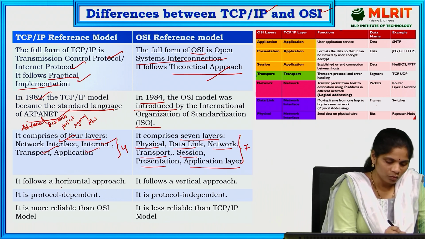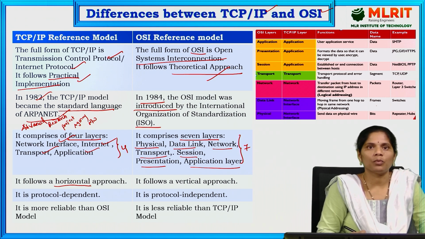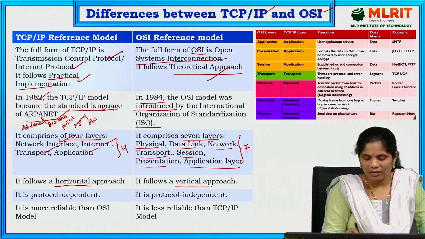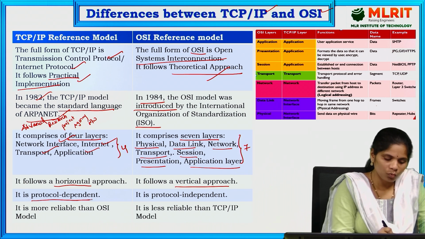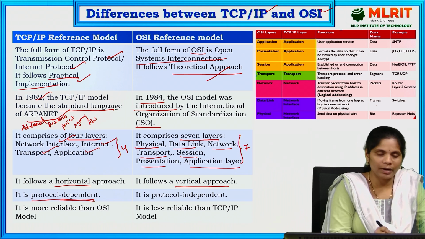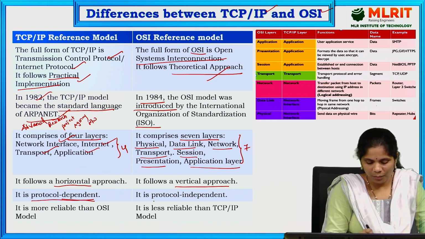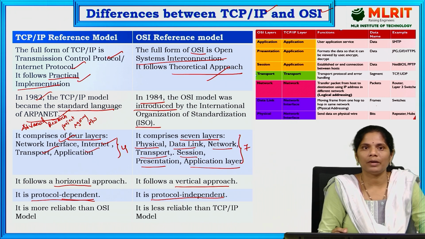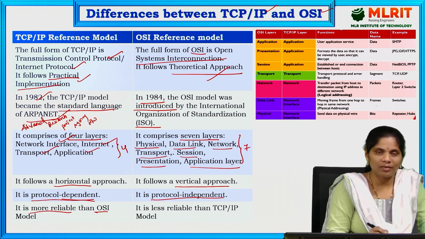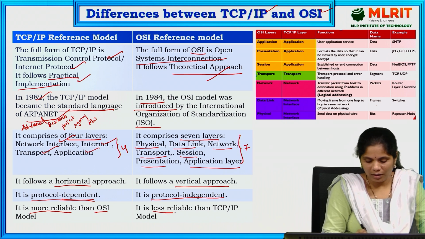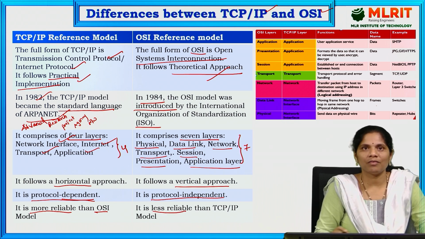And coming to TCP/IP, it is a horizontal approach, and coming to OSI, it is a vertical approach. TCP/IP is protocol dependent, while OSI is protocol independent. And TCP/IP is more reliable than the OSI model, and OSI is less reliable than the TCP/IP model. These are the differences between the OSI and TCP/IP reference models.